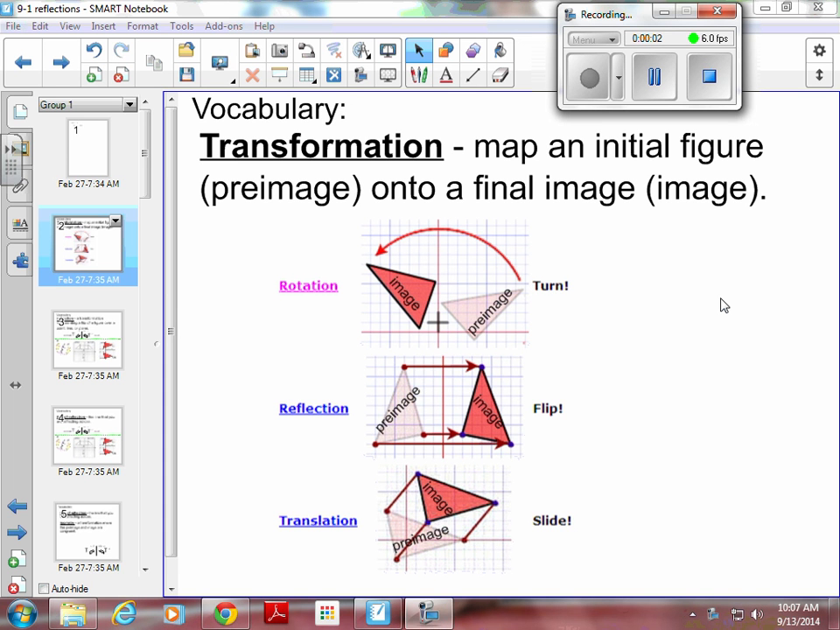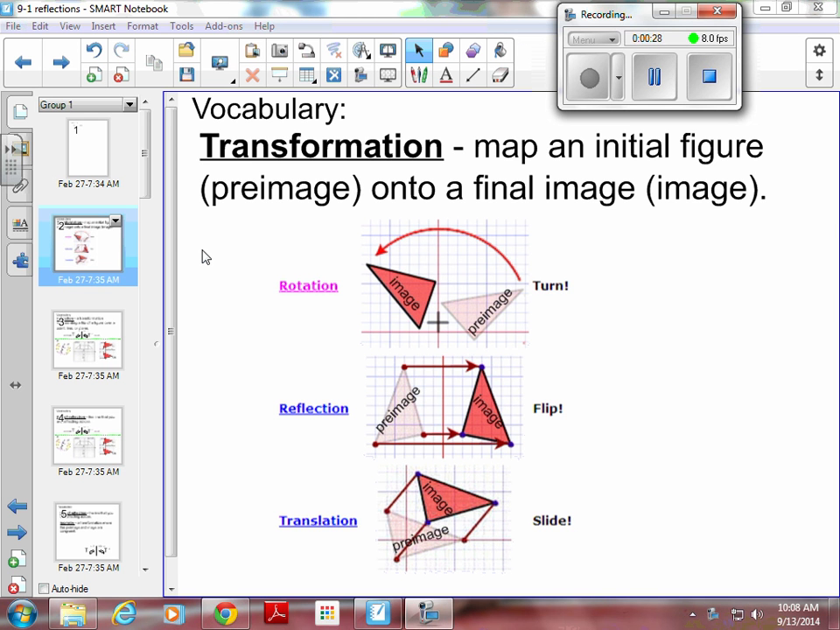Geometry, this is for the unit on transformations, and this is going to be the vocabulary for our first lesson in this. So a transformation is basically any kind of rotation, reflection, or translation. A transformation is when you take an original image, we call the original image a pre-image, and we move it somehow to a final image, just move it to another place, and we call that the image.